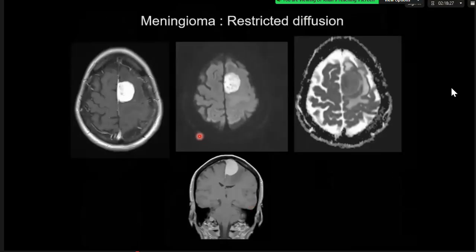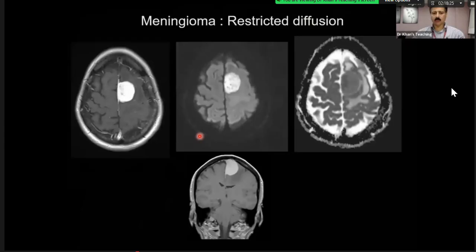Now, this is just to make a point. This is a meningioma, which shows beautiful restricted diffusion, and there are so many. Your book is silent on this, but I've seen many meningiomas which show restricted diffusion.